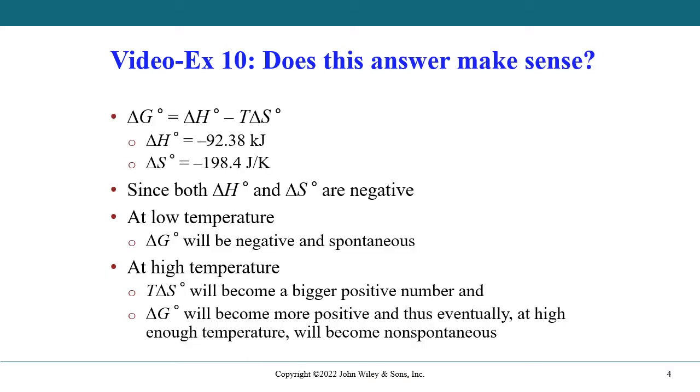Let's check this. Okay, so both delta H and delta S are negative. And here this is where we see the temperature dependence. At low temperature, the delta G is going to be negative and spontaneous. Okay, and at high temperature, the T delta S is going to be a large positive number, and so therefore that means that delta G is going to become more positive, and thus essentially at a high enough temperature, the whole reaction will become non-spontaneous.